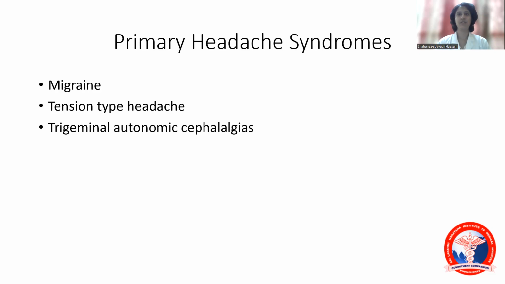So now we'll look into something known as primary headache syndromes. They are multiple, but we would focus on three common types that would include migraine, tension type headache, and trigeminal autonomic cephalalgias. Tension type headache is the most common headache syndrome encountered all over the world, followed by migraine, which is a common headache syndrome but is quite disabling, and hence I put that first, and we'll be discussing it a little bit more in detail.